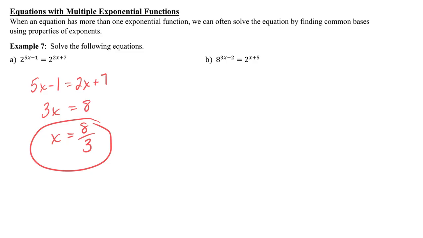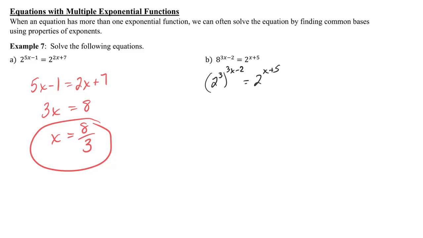All right, let's look at B. I have 8 to the 3x minus 2 is equal to 2 to the x plus 5. Well, the bases aren't the same, so I can't just set my exponents equal to each other. So I'm going to try and get the bases to the same number. Remember, we should never make a base bigger, but we can always make a base smaller if possible. So 8, can I write that in base 2? Well, yes. 2 to the 3rd is really 8, and then I have 3x minus 2 out there, and I have the x plus 5.